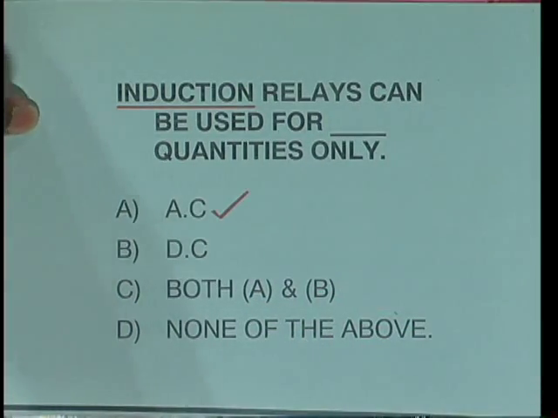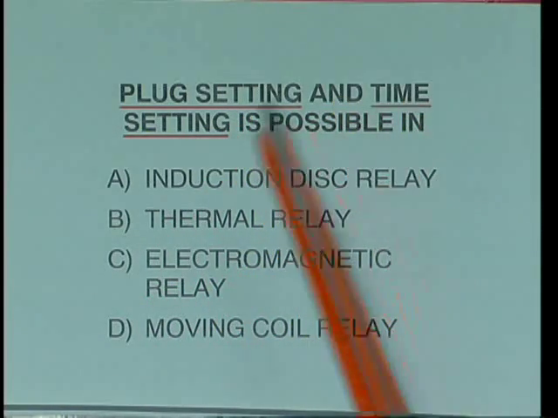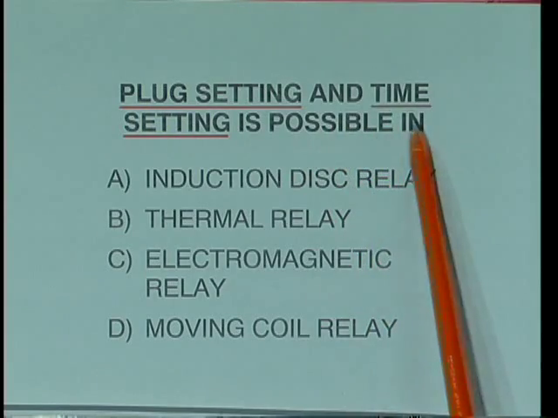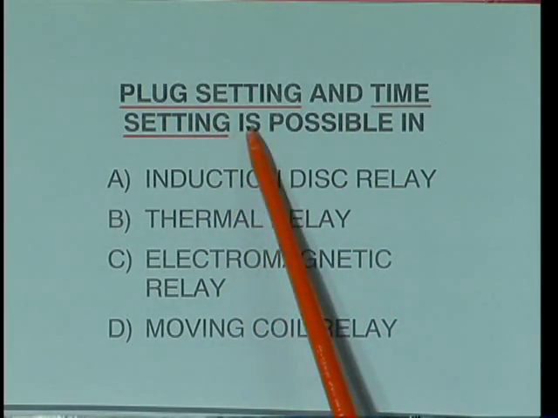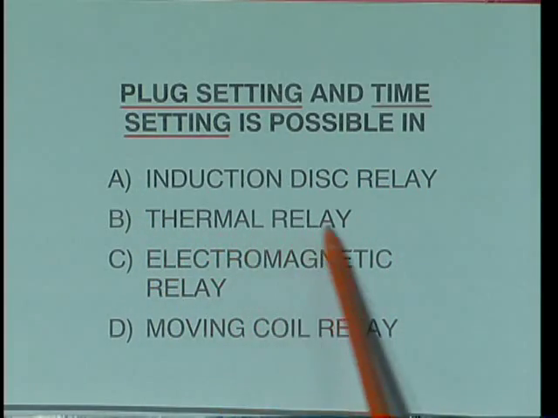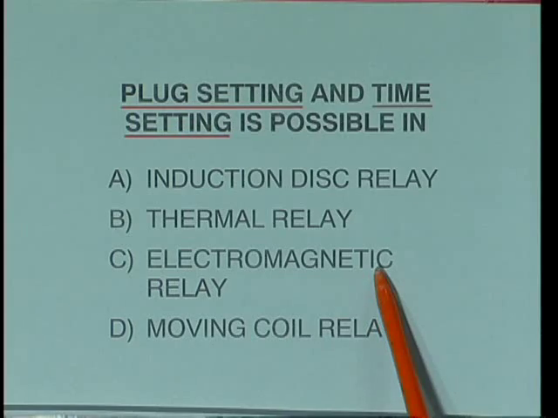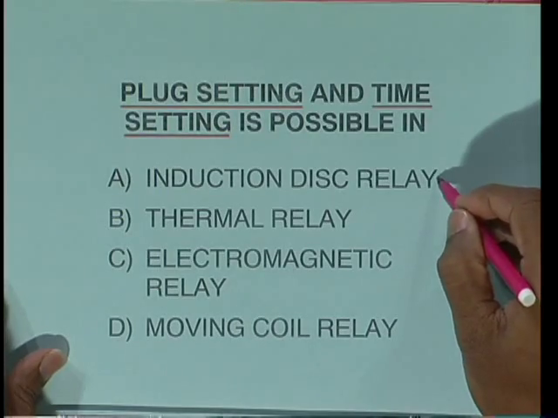And next objective question is, plug setting and time setting is possible in, this means plug setting is current setting, time setting is time of operation, A. induction disk relay, B. thermal relay, C. electromagnetic relay, D. moving coil relay. The correct answer is induction disk relay.